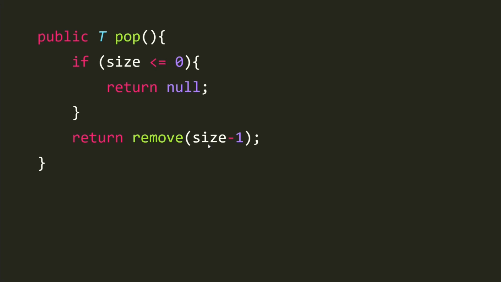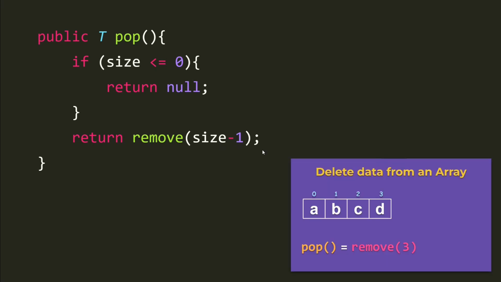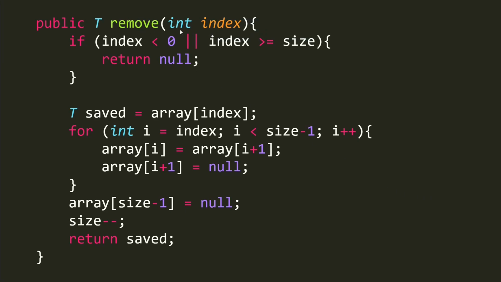So why size minus 1? Well, let's see. If this is our array, then pop will remove the letter D, right? And D is at index 3. The size is 4 because there are 4 letters. So 4 minus 1 will give you 3. So this is why we remove at size minus 1. And here is our remove method, and it takes in the index or the location of where we want to remove the data.